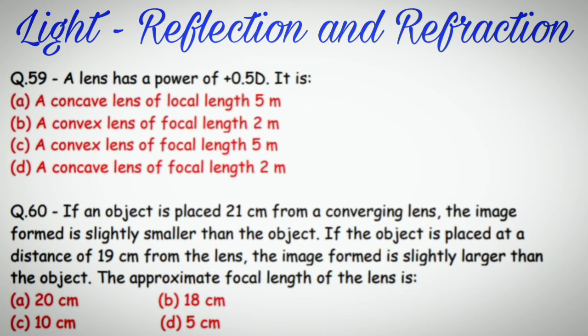Next question comes here. If an object is placed 21 cm from a converging lens, image formed is slightly smaller than object. If the object is placed at a distance of 19 cm from the lens, image formed is slightly larger than the object. Approximate focal length of the lens is option A 20 cm, option B 18 cm, option C 10 cm, option D 5 cm. And the correct answer is 10 cm.